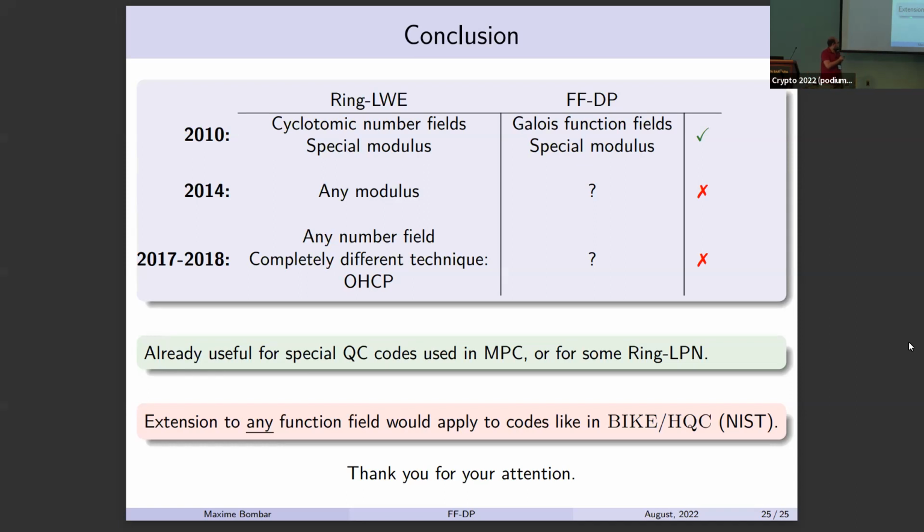Okay, and actually, if we could extend this result to any function field, it would apply to codes that are used in the NIST submissions, such as BIKE and HQC, because we could actually use the function field that I introduced in the beginning of this talk, and we could have this search to decision reduction for those codes. But unfortunately, not yet. Well, it's already useful, but there is still work to do. Thank you.